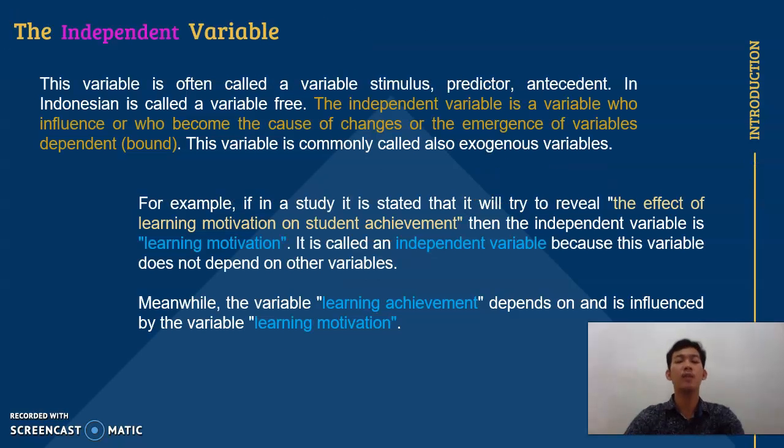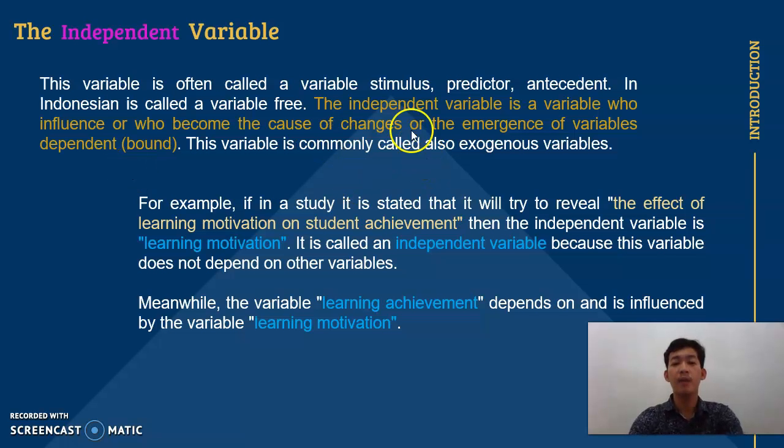Okay, I will discuss one by one about the variables. First, the independent variable. The independent variable is called a free variable, or the independent variable is the variable who influences or who becomes the cause of the changes of the dependent variable. And also, the independent variable is commonly called also exogenous variable. To make it easier to understand, let's take the example.